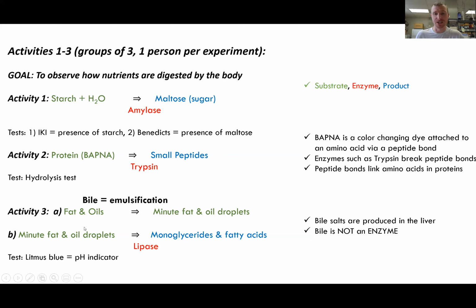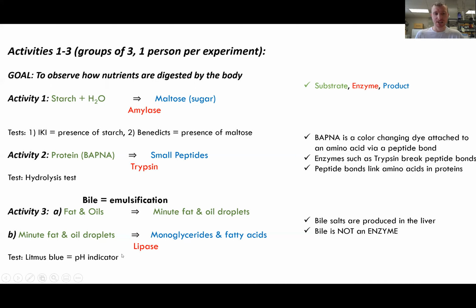And then activity 3 is the digestion of fats and oils, and it's a little bit, as you can see, a more involved chemical process compared to the first 2 substrates, so you should be able to talk about bile in general and how it's used in the breakdown of fats and oils.